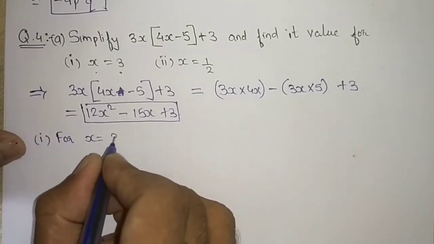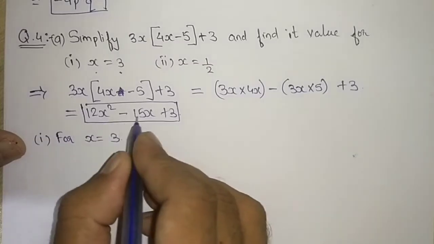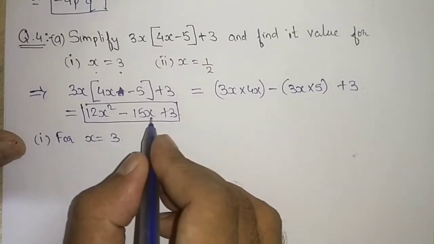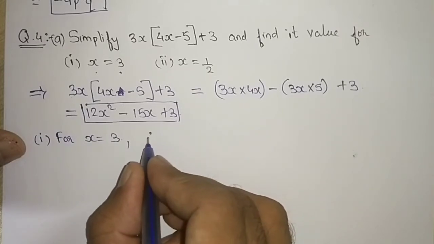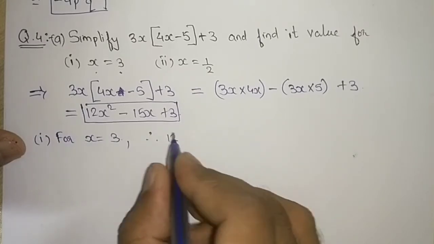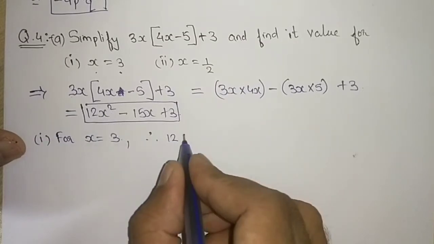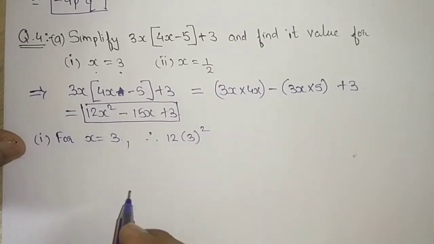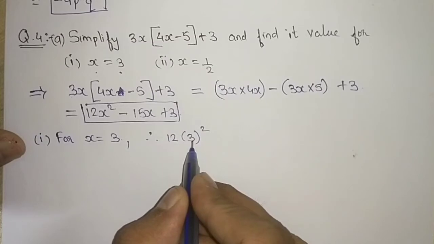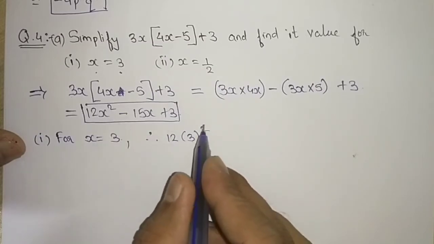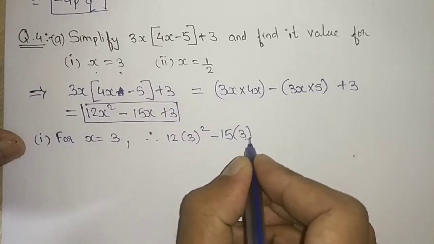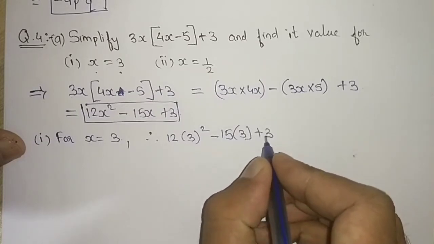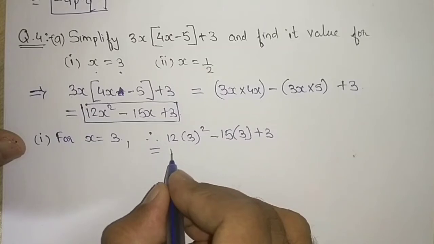x is equal to 3. We will put the value of x in this situation. So we will get, therefore 12, here it is x square, so we will write 3 square. Instead of x I have written 3, so it is 3 square minus 15 into 3 plus 3 is equal to 12.